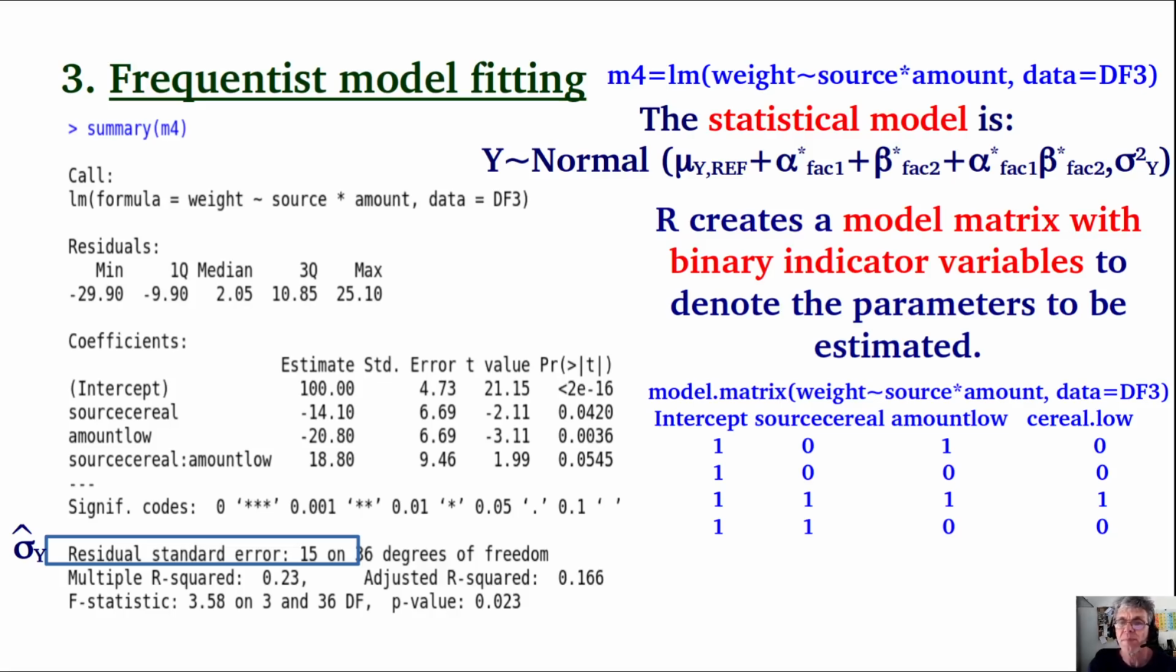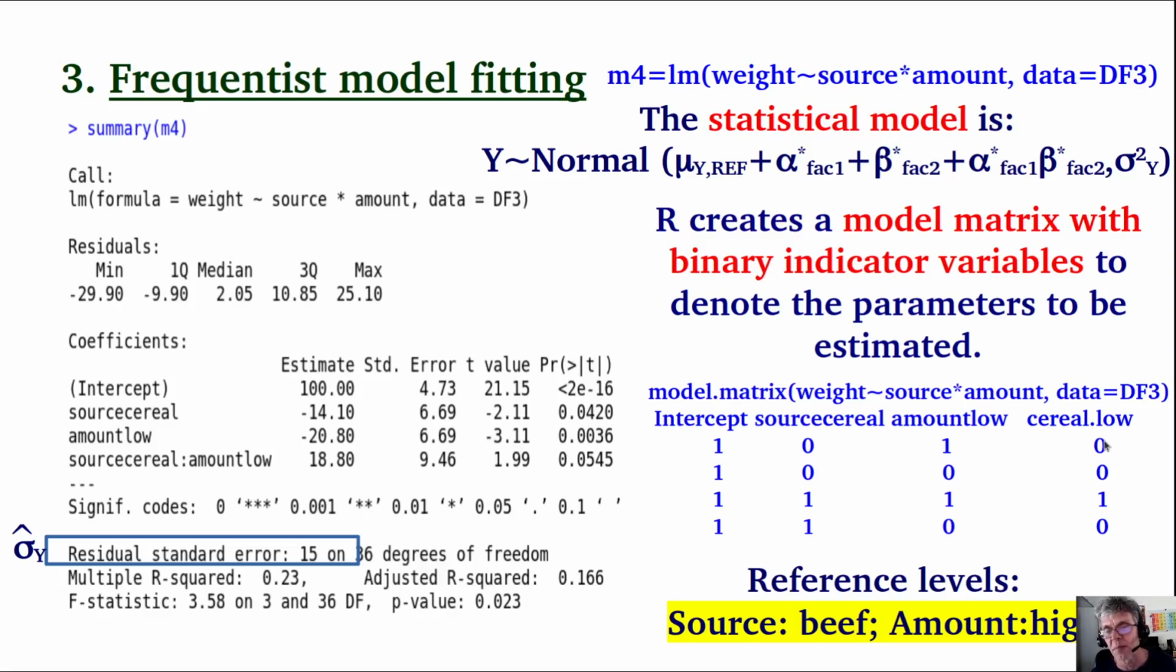So let's have a look first at how R fits this model. In order to fit the model, R creates a model matrix with binary indicator variables that denote the parameters to be estimated. It denotes the reference level of each of the two factors by zeros and the other level by ones. The reference levels are beef and high amount. So this is the mean of the response variable weight for the reference level, beef and high amount, and this is the standard error of this mean, and this p-value says whether this mean is significantly different from 0, which is not the goal of this analysis.